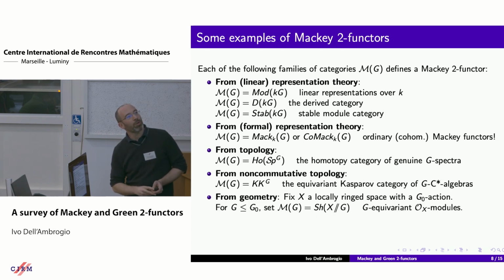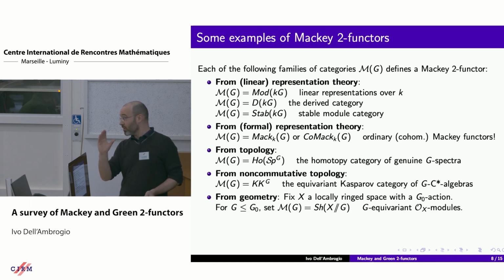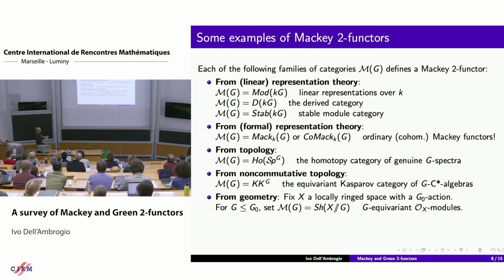Or if you're a geometer, you can fix some locally ringed space X, and let a fixed finite group G0 act on it by morphisms of locally ringed spaces. Then for every subgroup G of G0, you can look at G-equivariant sheaves of OX-modules, this abelian category, or quasi-coherent sheaves if you have a scheme, or coherent sheaves, or derived categories, whatever. They give you examples, okay? Lots of variations. These are maybe the main examples that you may encounter.